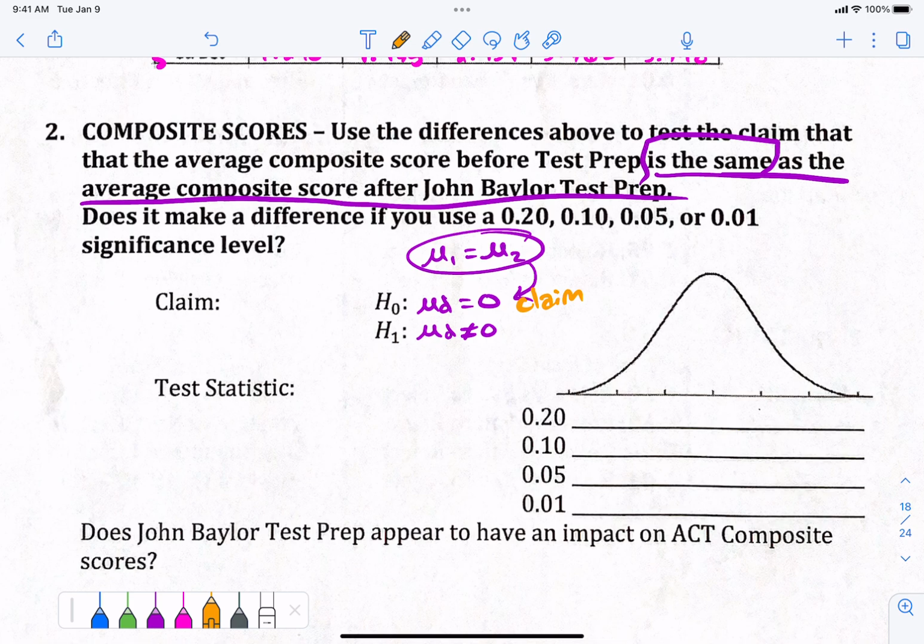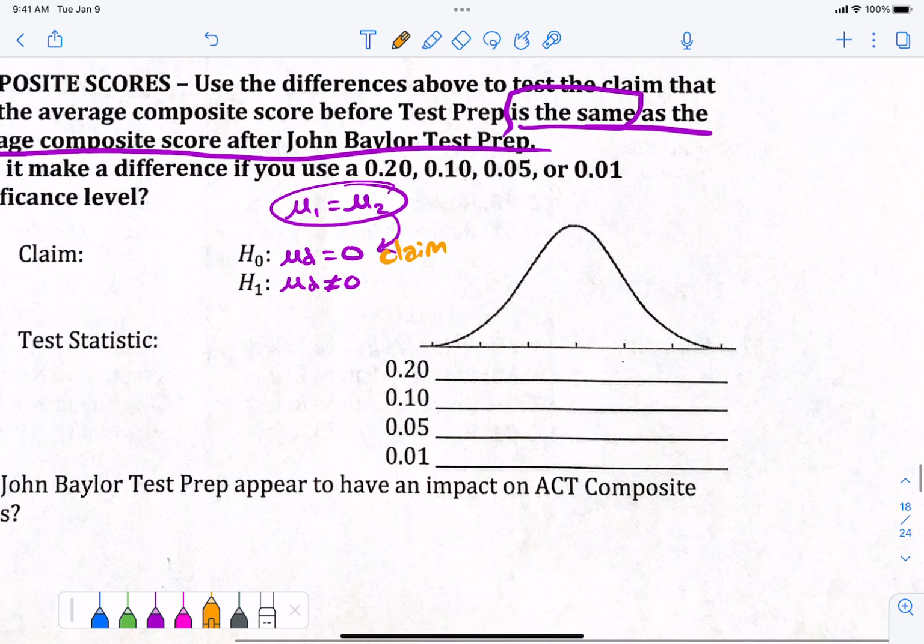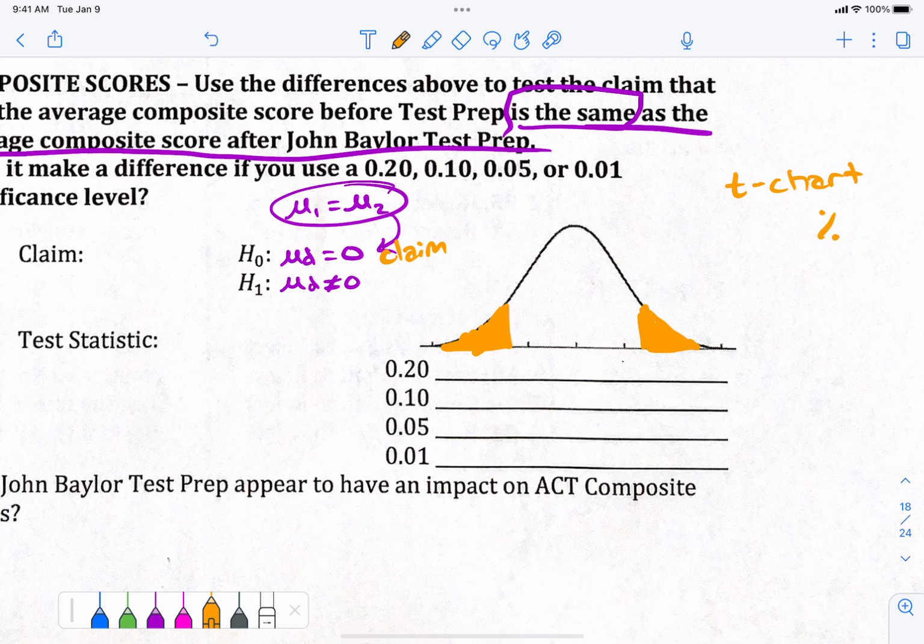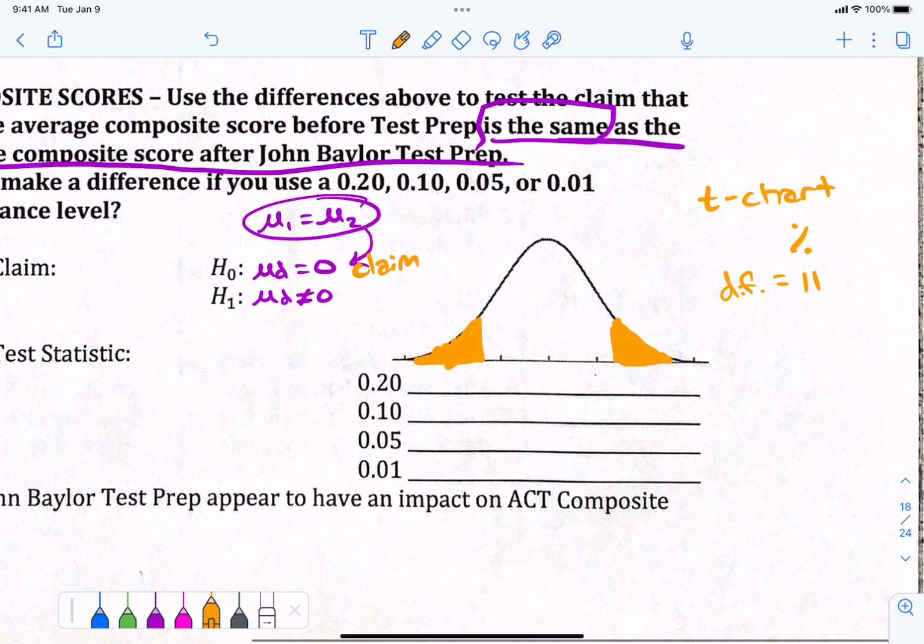Okay, all right, here we go. Let's do this. Two-tailed or one-tailed? 2. Left and right. So which table are you looking at for the critical numbers? The T chart. On the T chart, we need the percentage, which is going to change, and we need the degrees of freedom. How many degrees of freedom is it? 11. We have 12 students, so 11 degrees of freedom.